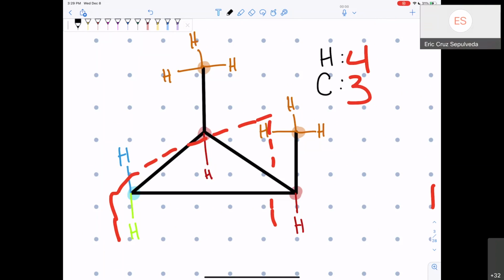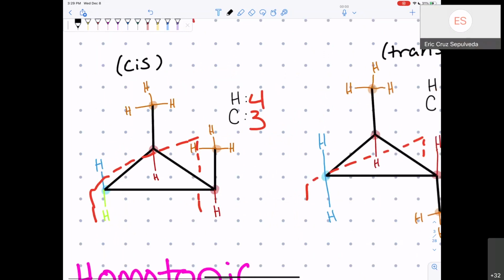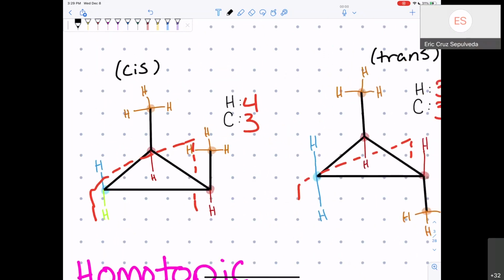Thanks, Sarah. You're so sweet. And the other one, to the right of it, it only has 3 because those two H's are seeing one H and one methyl, right? Exactly. All right, so they're the same. All right, thank you. You're welcome.